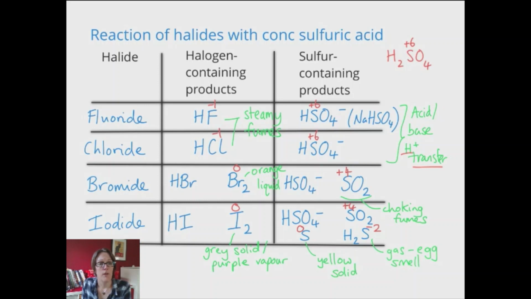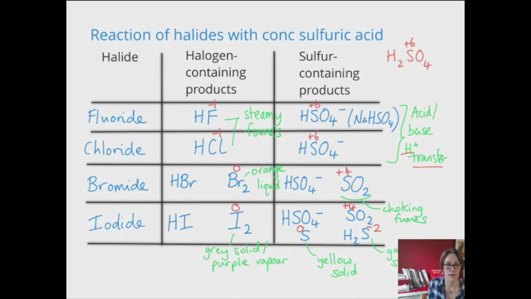And so what that is showing is the trend in how good the halide ions are at behaving as reducing agents. So fluoride and chloride are not behaving as reducing agents at all. They're simply accepting H+. So there's no redox happening when you put concentrated sulfuric acid with fluoride or chloride. But then with our bromide and our iodide, both of those are able to reduce sulfur from +6 to a lower oxidation number in the products.